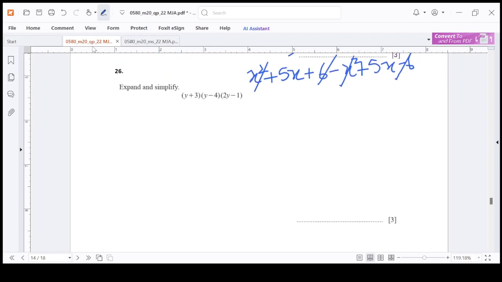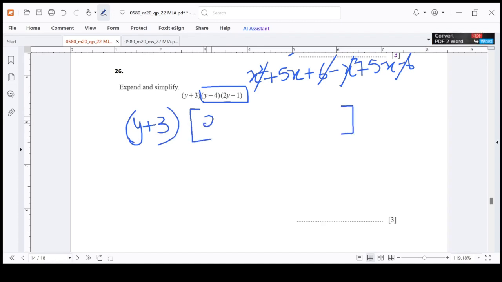Anyway, okay, 26. We have to expand these three brackets. So what you can do is expand any two first and then multiply the result with the third bracket. So you could multiply these two first or you could multiply these two first. Absolutely up to you. I'm going to multiply the second two first. So I could use big brackets or not. Okay, it becomes 2y squared minus y minus 8y plus 4.